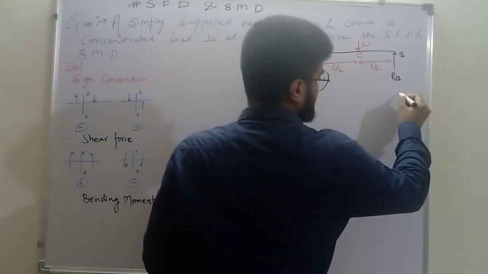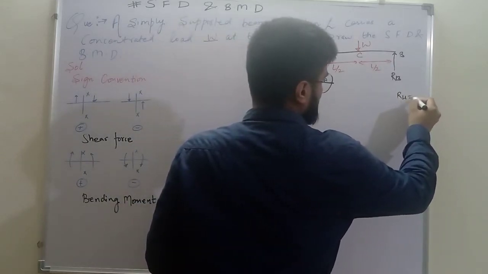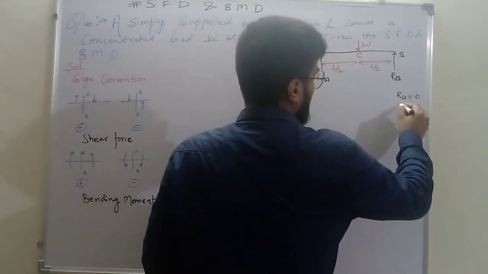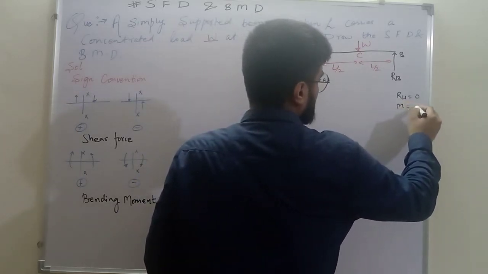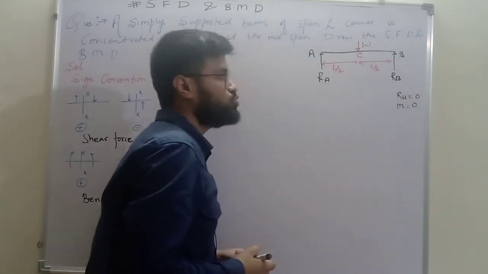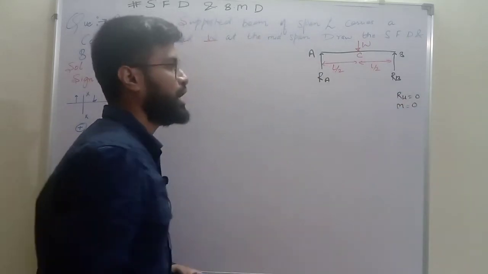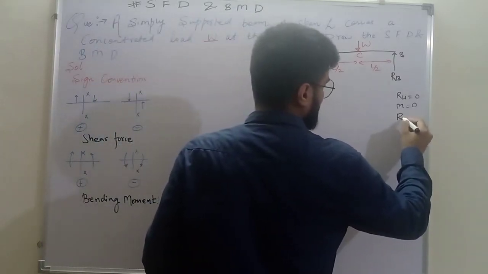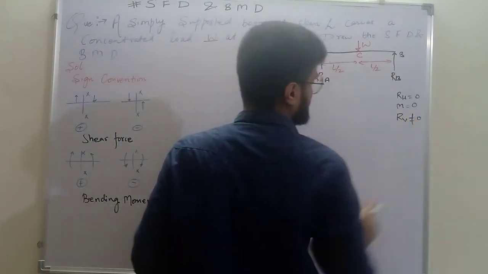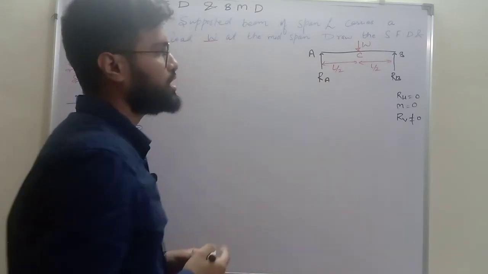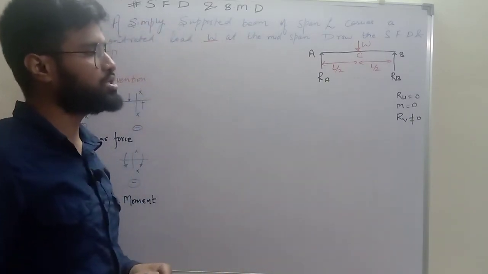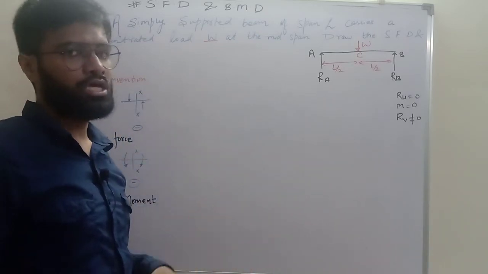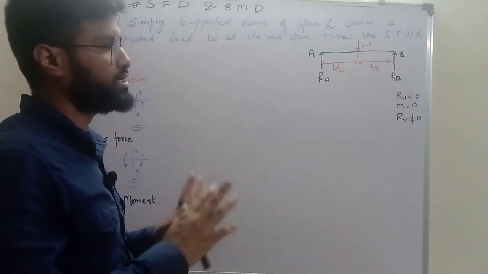So in a simply supported beam, RH is equal to 0, the horizontal reaction is 0, and the bending moment at the support is also 0, because it does not resist horizontal motion and it does not resist rotation. But there will be some vertical reaction, which will not be equal to 0. In a simply supported beam we have only the vertical reaction. There is no horizontal reaction and no moment at the supports.